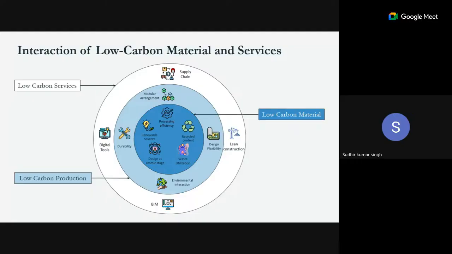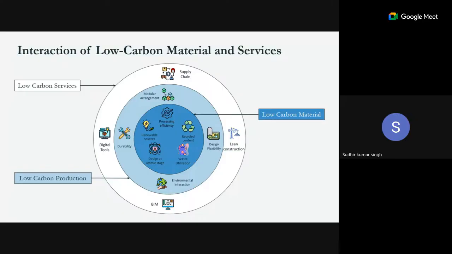Last comes low carbon services. So BIM, which gives you a correct idea of how much resources you require at what particular point. If you include project management with the BIM, not only building information modeling but 4D, you are including time with it, right? Then comes the digital tool.